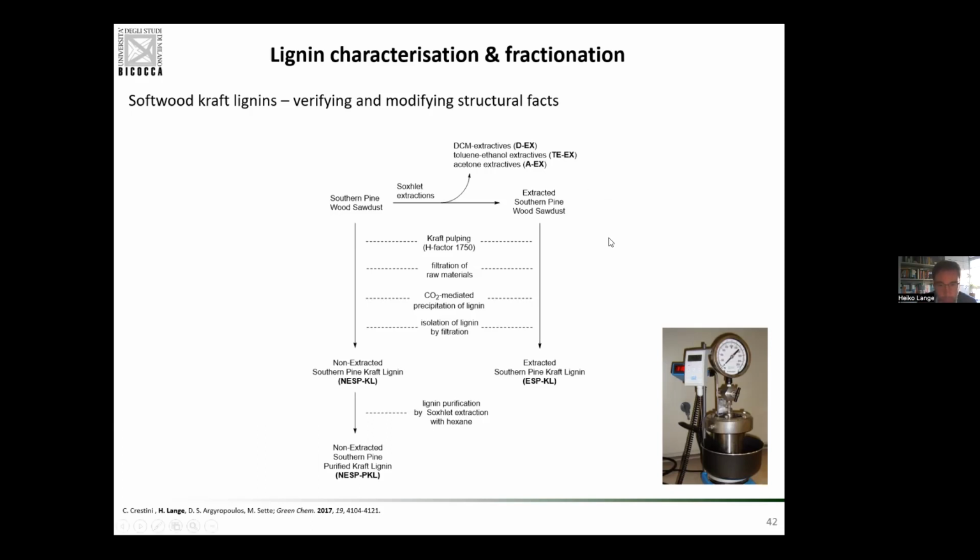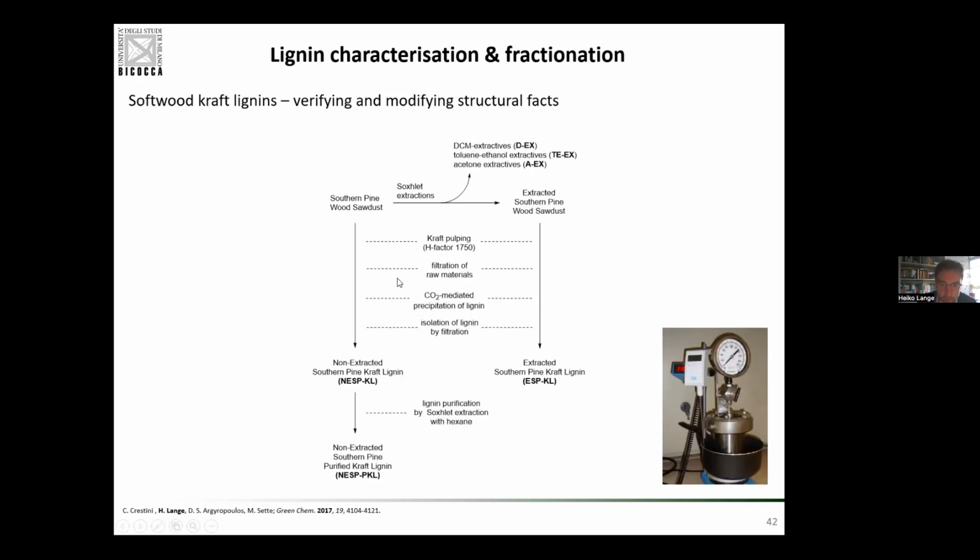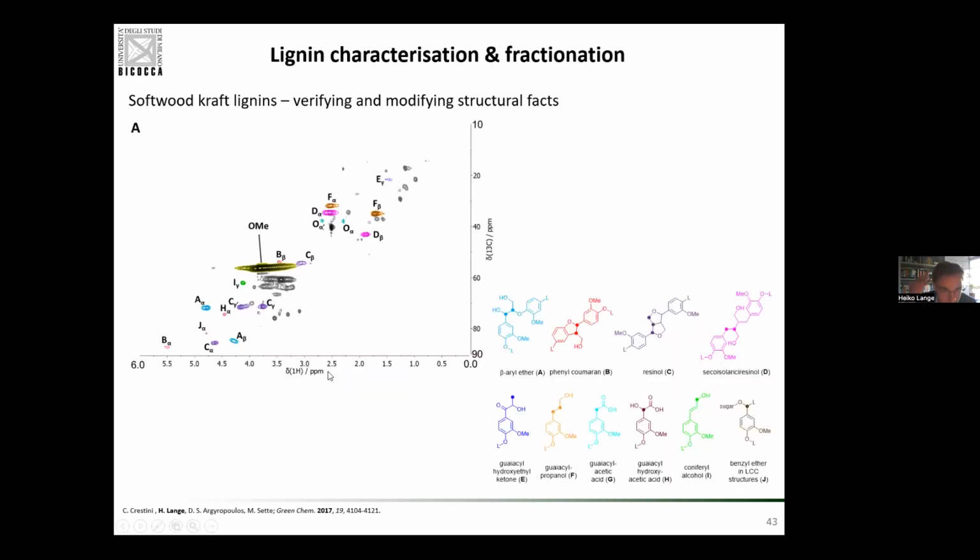So I propose to always do a type of fractionation to see in detail what happens. The first thing where we applied this was the kraft lignin, together with Claudia Cristini, years ago. And by the analysis of the various fractions, we got a picture of all the interunit bonding motifs, obviously, right? And we found some interesting aspects in terms of end groups, right?